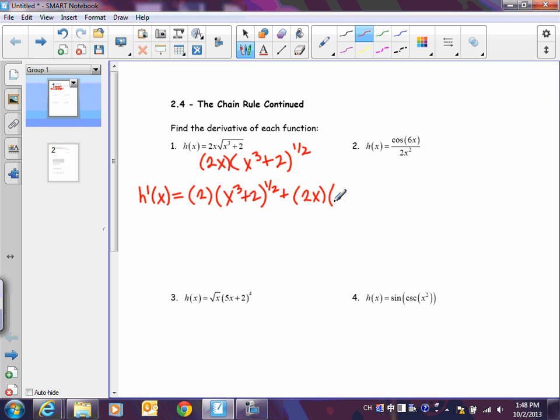And here's where chain rule comes into play, because in order to take the derivative of the second group, this is like what we did on Monday. We're going to multiply the 1/2 to the front. The inside, though, is going to stay the same. What's going to be the new power on x cubed plus 2? Negative 1/2. And then what do we need to multiply by? Yeah, 3x squared, the derivative of the inside.